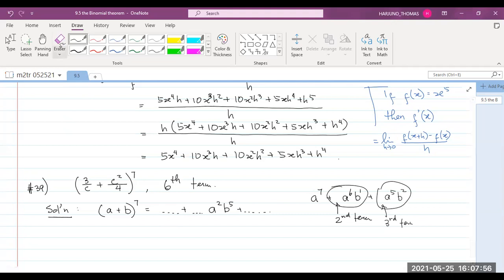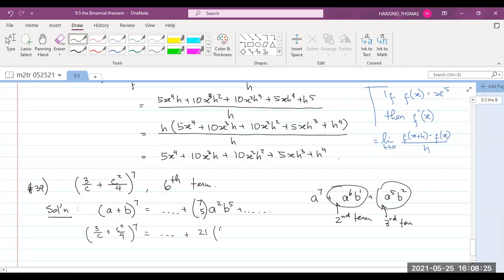Now, how about the coefficient? The coefficient will be 7 combination 5. How do you know 7 combination 5? 7 for the exponent of the n, 5 for the exponent of b. Now change it back. (3 over c plus c squared over 4) to the 7th will be 7 choose 5, that's 7 times 3, 21.